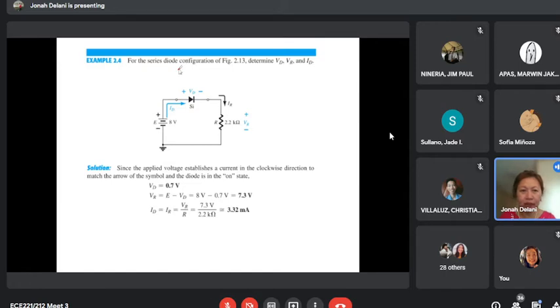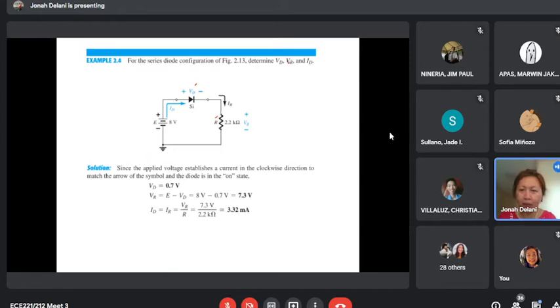So let us try. The earlier example was solving for the voltages and current using a graphical method or the load line analysis. Now, if we use the approximate model for a series connection of a diode, let us look at example 2.4. For the series diode configuration below, determine VD, VR, and ID. The applied voltage is 8 volts. The diode that we are using here is silicon, and the resistor is 2.2 kilo ohms.